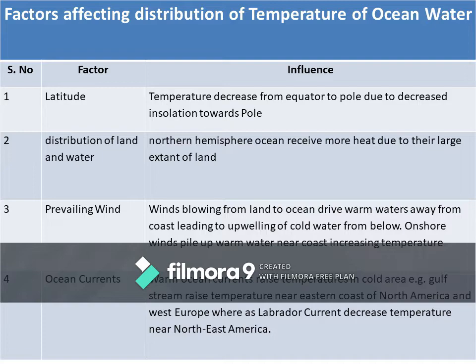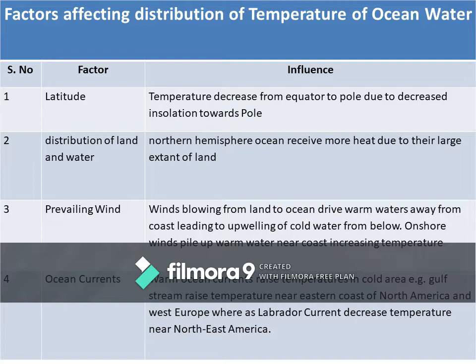Prevailing winds: the wind blowing from the land towards the ocean drives warm surface water away from the coast, and that results in upwelling of cold water from below. So there is a movement of cold water from below to the top, and it results in longitudinal variations of the temperature. Whereas onshore wind piles up warm water near the coast and thus raises the temperature. So this is the vice versa situation.